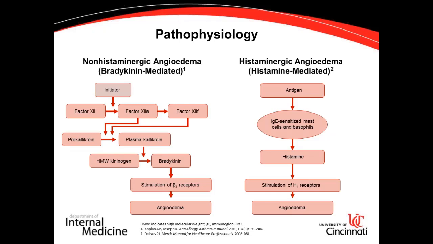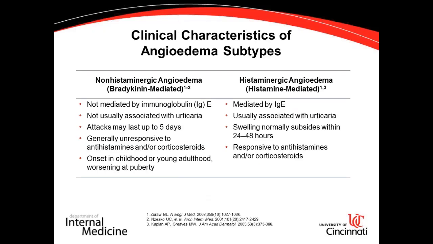And this histamine binds to H1 receptors on blood vessels, and that can also cause vascular permeability and angioedema. So it's up to us to differentiate what's going on with these patients so that we can treat them properly and prevent these episodes from occurring. So what are the clinical characteristics of angioedema subtypes?